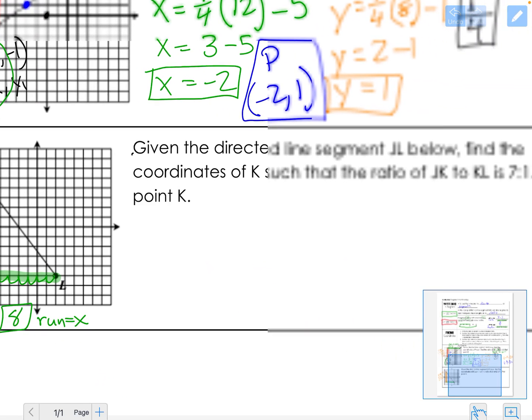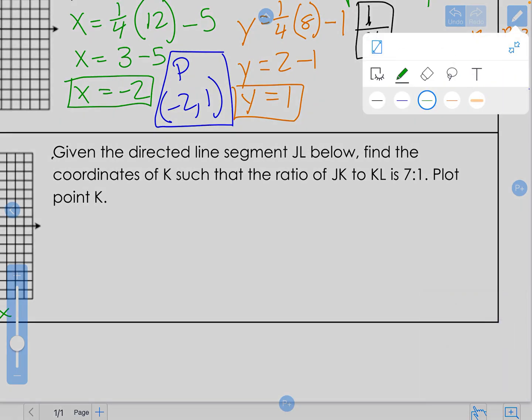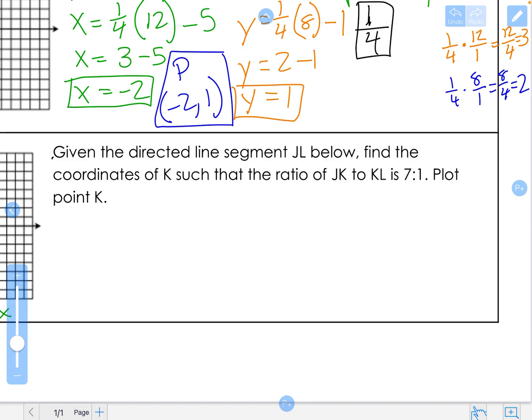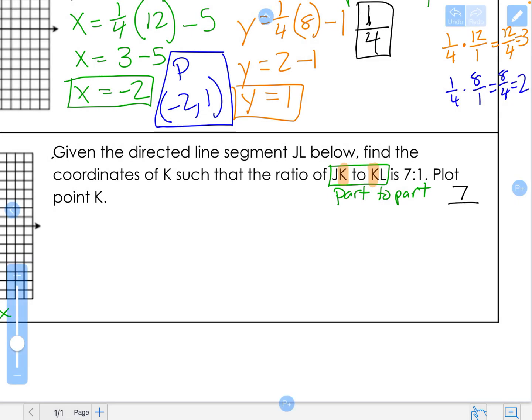And so now I need to read the problem to figure out my fraction, my part to whole. Find the coordinates of K such that the ratio of JK to KL is 7 to 1. Again, because K is listed twice, that tells me that this is part to part. So K is going to be 7 of the ways through, and then I need to add the parts together, which is 8. So K is going to be 7/8 of the way down the line. So now I can set up my equations.